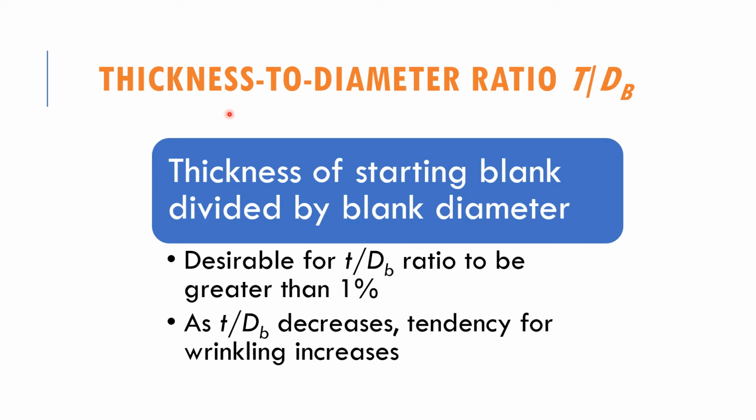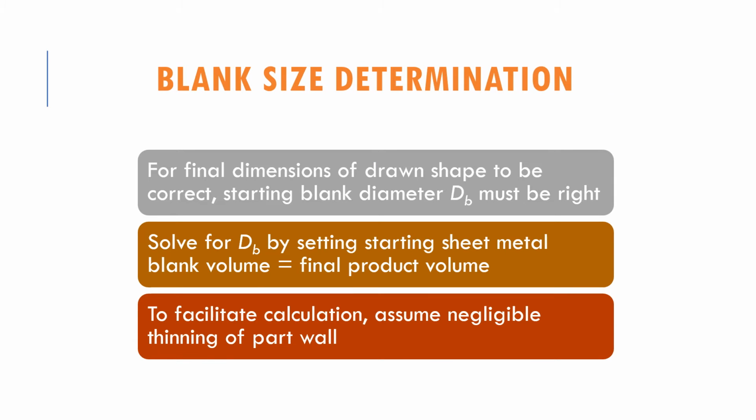The next one is the thickness to diameter ratio, which is T over dB. The thickness of the starting blank is divided by the blank diameter. The desirability for the T over dB ratio is supposed to be greater than 1%. As T over dB decreases, there will be a tendency for the wrinkling of the blank to increase also.